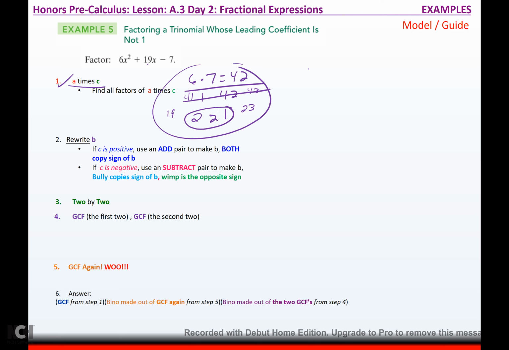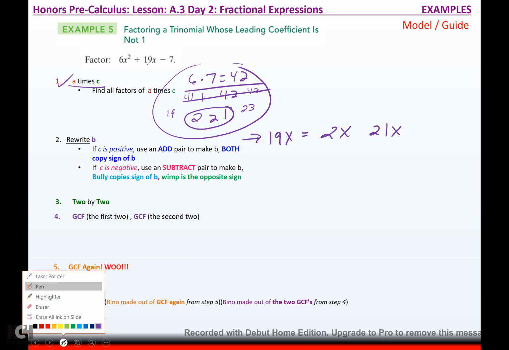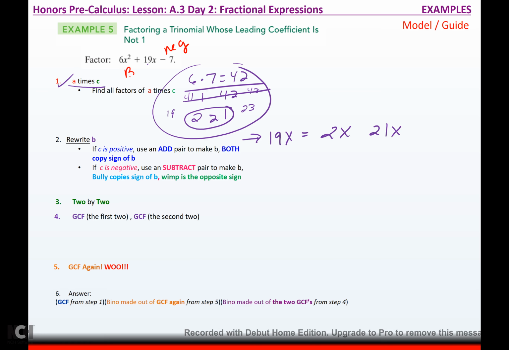I found all the factors. I didn't find them all, but I kept going until I found one that worked. And now I'm going to rewrite B. So I'm going to take 19x and I'm going to rewrite it as a 2x and a 21x once I figure out the signs. And C will tell me the signs. Since C is negative, they both get the middle sign, which is going to be positive.